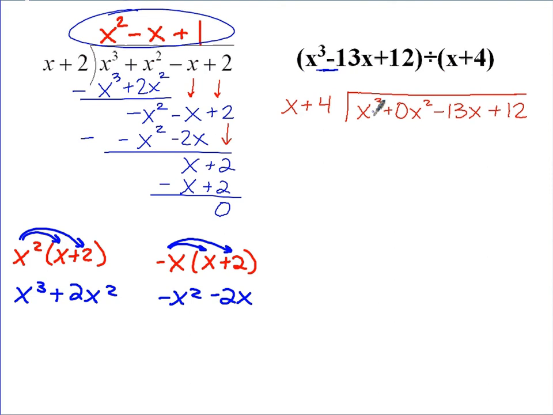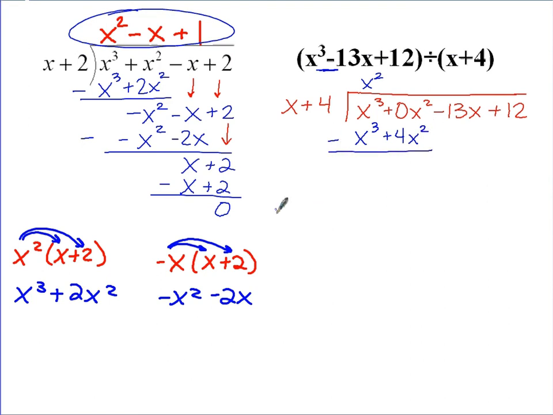Okay, x times what is going to get me x cubed? And it's x squared. That is kind of similar to the last problem. And now I need to multiply x squared by these two things. Now I don't even have to write it down here. If I think of the distributive property, I can think of this times this thing, and x squared times this thing. So x squared times x is going to get me x cubed. X squared times 4 is going to get me 4x squared.